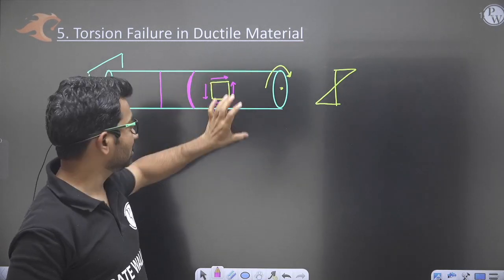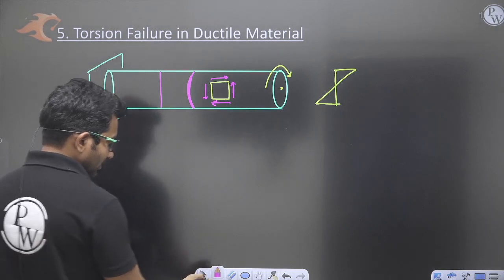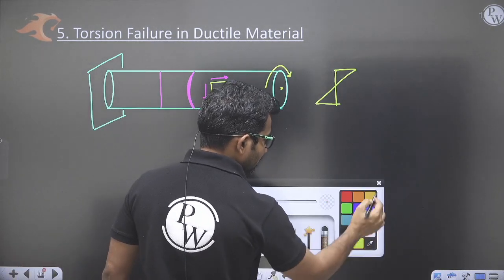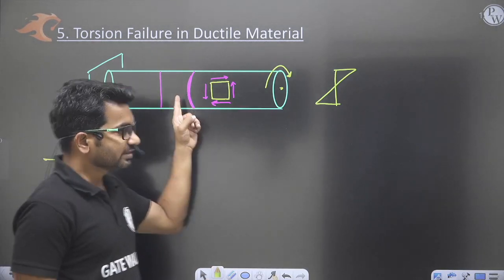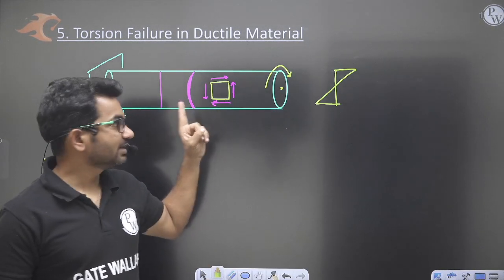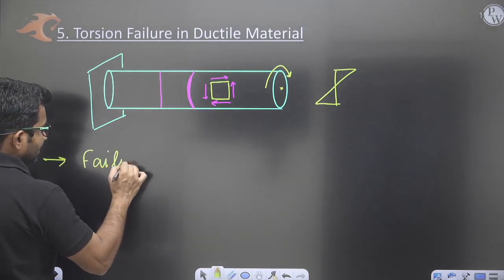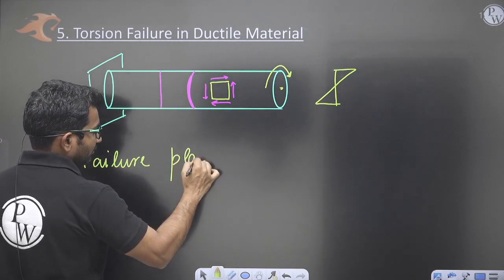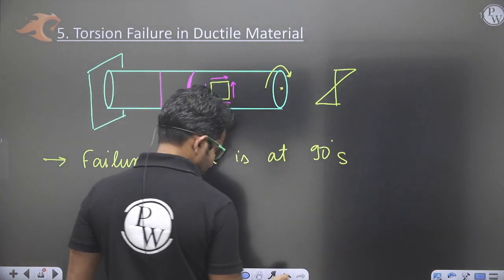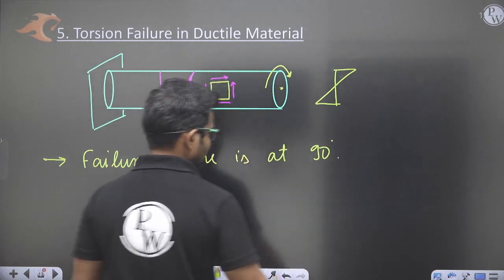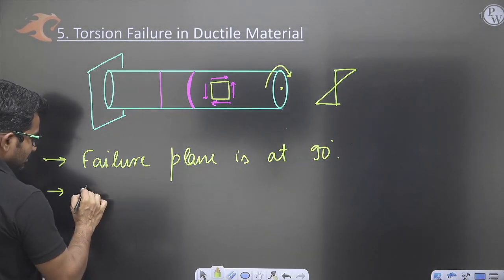Okay, a cylindrical shaft, right? So the failure will be here, and the failure plane is at 90 degrees. The failure plane is at 90 degrees, and also there will be a smooth failure surface. So write down: failure plane is at 90 degrees. Failure is because of shear.